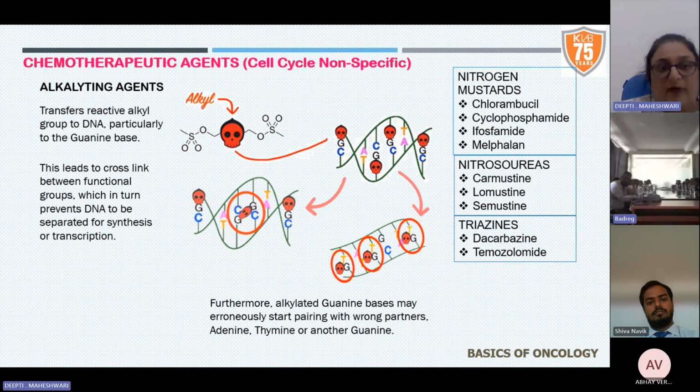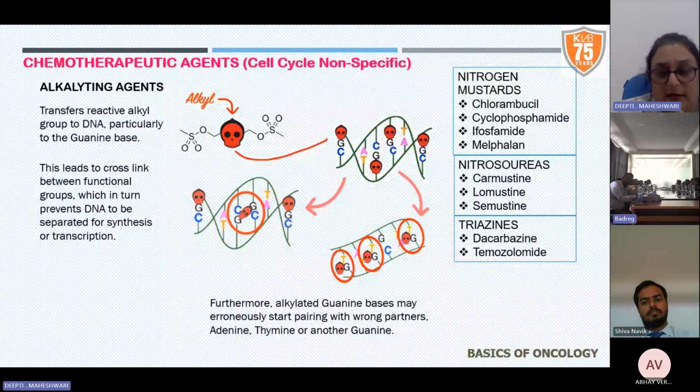When DNA cannot separate, then obviously DNA synthesis or DNA replication cannot take place. It prevents the DNA synthesis. And there is one more way in which even the guanine base pairs can pair themselves wrongly. If the guanine base pairs pair themselves wrongly, then obviously DNA synthesis cannot take place. The right pairing has to take place.